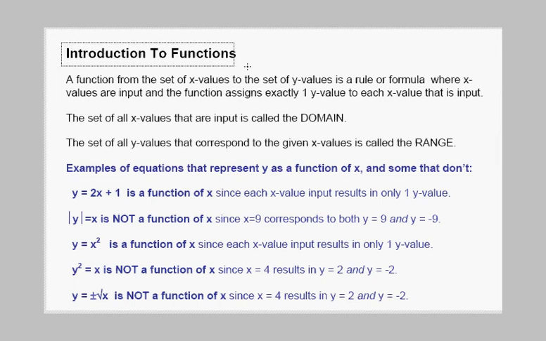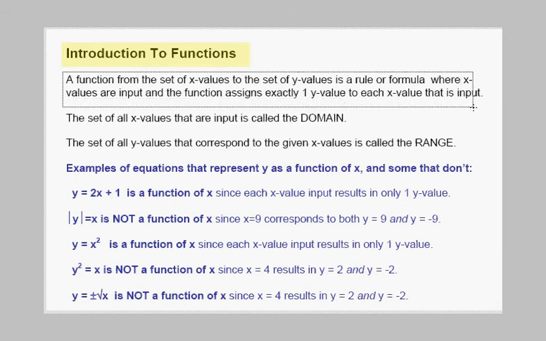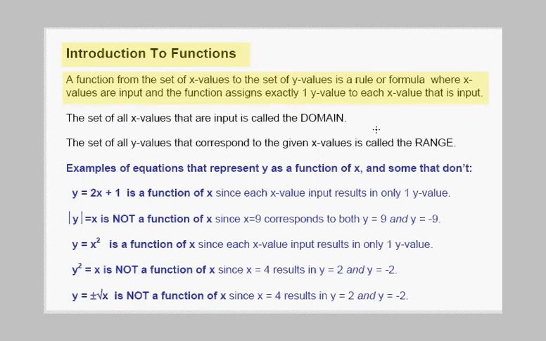In this video, we introduce functions. A function from the set of x values to the set of y values is a rule or formula where x values are input and the function assigns exactly one y value to each of those x input values. We call the set of all possible x values that we input the domain.